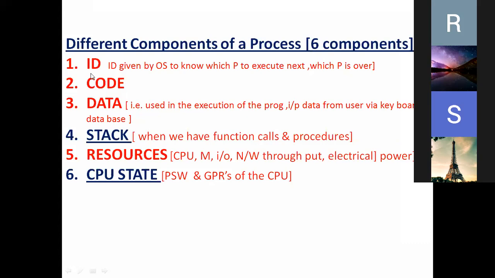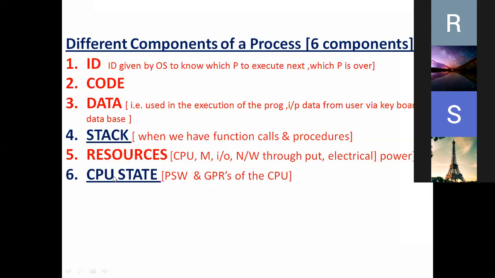Basically, we have six components of a process, and those are: the identification number, a unique ID number; second, code; third, data; fourth, stack. Again, we have an example to explain the stack better. The stack comes into the picture if the code of the program is using some function calls or procedure calls. The fifth component of a process is the resources. We have various types of resources like CPU time, memory, I/O devices, network throughput, electrical power, etc.